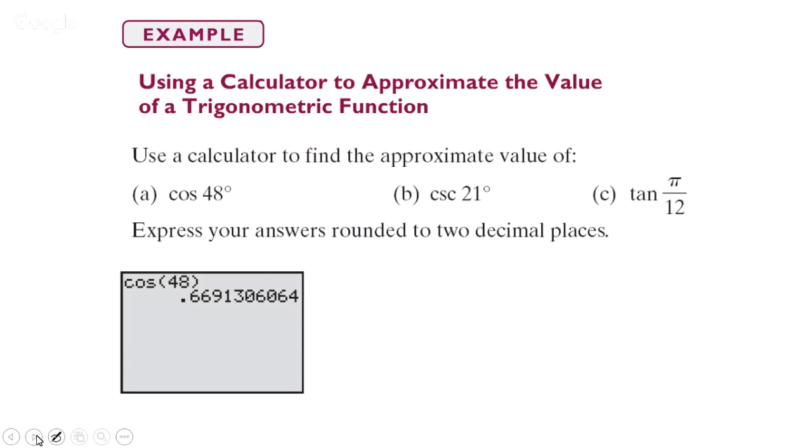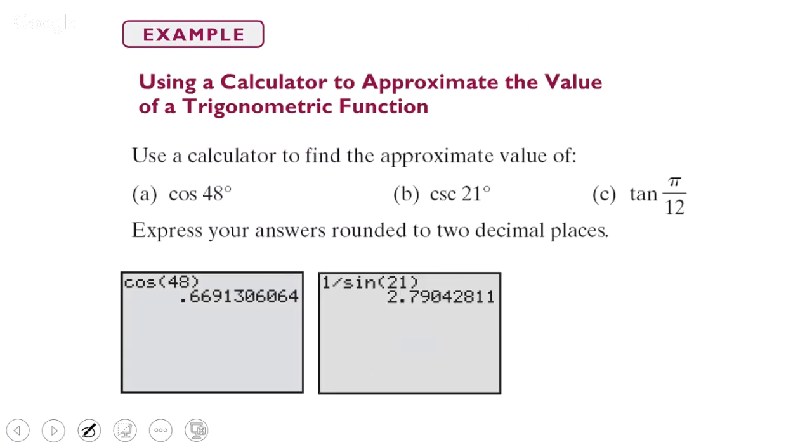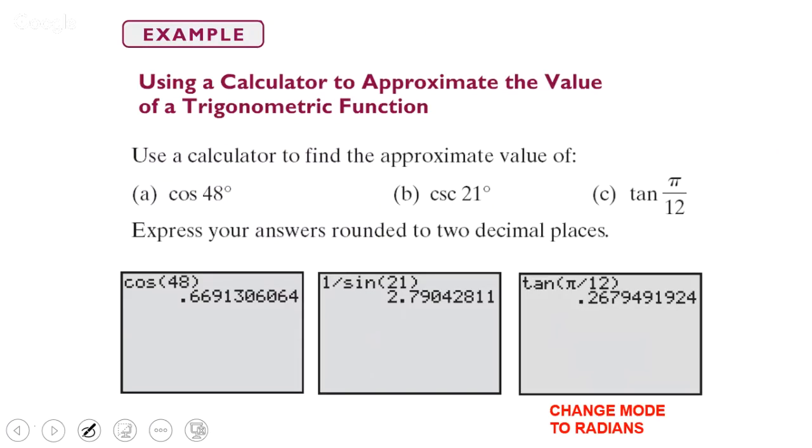Cosecant. Well, there is no cosecant button on your calculator, but we do know that cosecant is 1 over sine. So that's how I put it in the calculator. 1 divided by sine of 21 degrees. Now letter C is in radian mode. So make sure you're in radian mode when doing letter C. So you go to mode, highlight the radian, and then you're ready to do this. Hit the tangent button, hit the pi button divided by 12, put that in your calculator, and there's your answer for tangent of pi over 12.